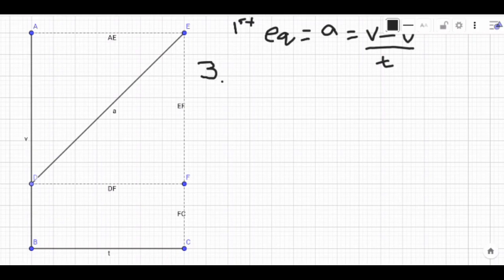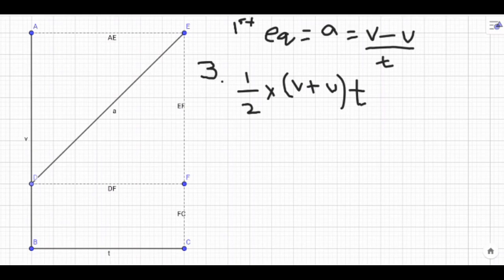So we can write the area as half multiplied by V plus U multiplied by T. Now here we can substitute T by V minus U divided by A, because from the first equation we can just exchange the A and T. So the T will go to the other side and the A will come down. So T will be equal to V minus U divided by A.